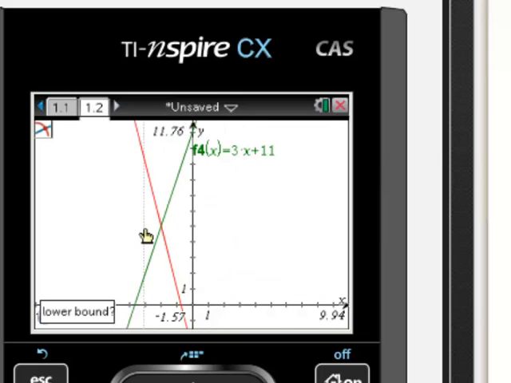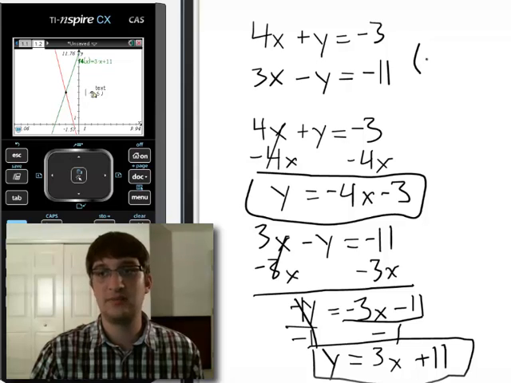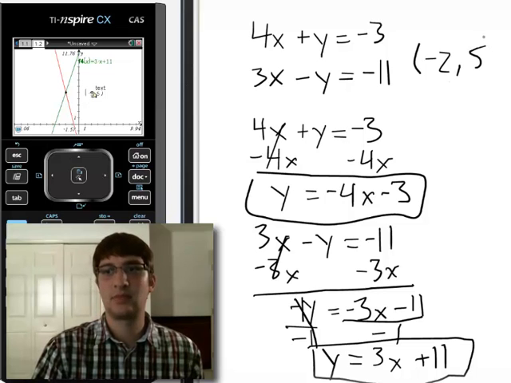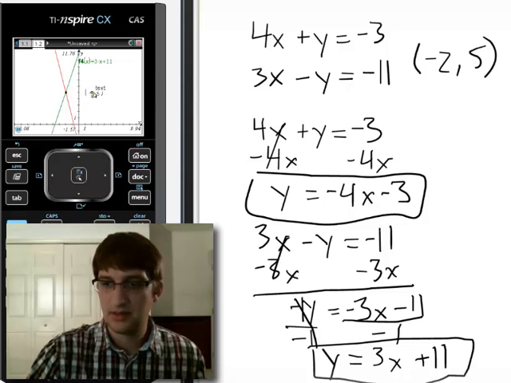I'm going to get my lower bound, my upper bound, and what do you know? There is my point, negative 2 comma 5. So the answer to this system of equations is just going to be negative 2 comma 5. Okay, and there we go. So that's example number 2. Let's do example number 3 real quick.